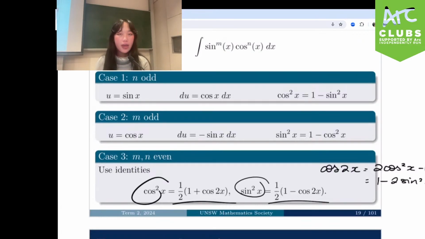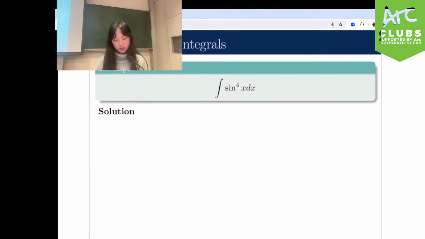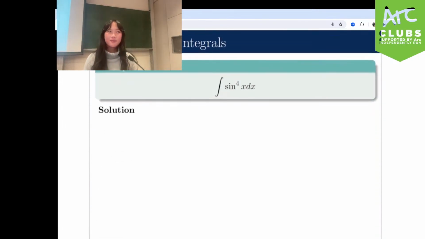But of course, if m and n are even numbers that are much bigger than 2, then it'll be a lot harder because you'll still have to expand. There will still be more powers of cosine and sine, and there's a whole lot more manipulation. So this case is a lot harder, but one thing that can help us out are these double angle identities here. All right?